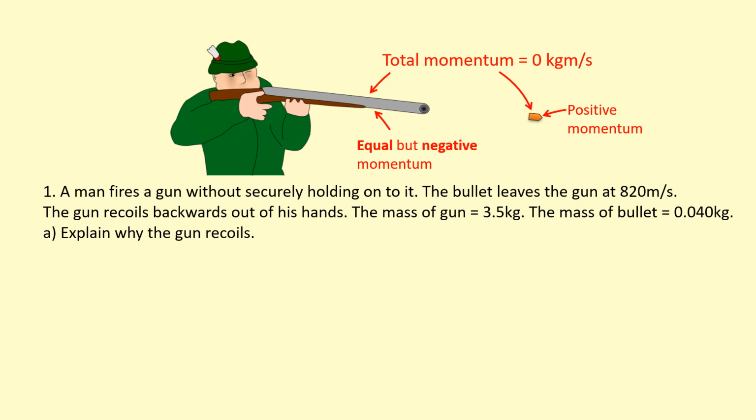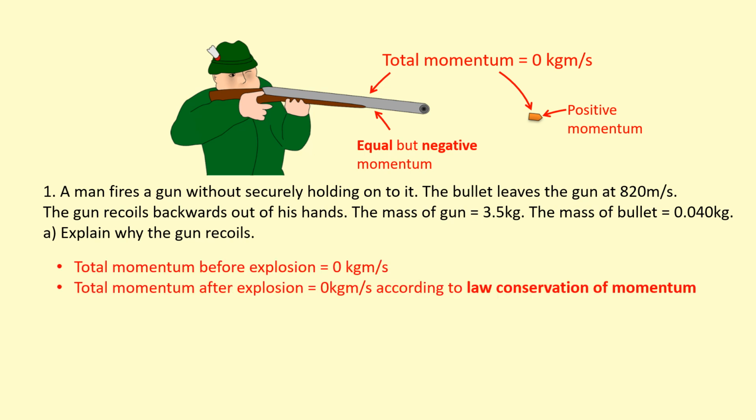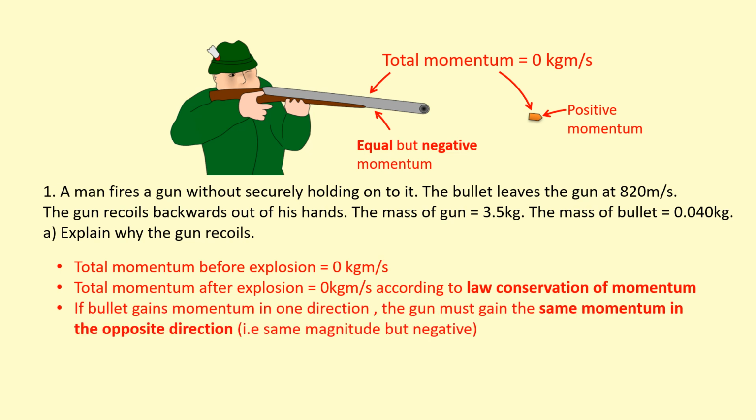to get pushed backwards. So let's summarize this. The total momentum before an explosion is 0. Total momentum after an explosion also needs to add up to 0 according to the law of conservation of momentum. If the bullet is going to gain an amount of momentum towards the right, so let's say a positive momentum, then the gun must gain an equal but negative momentum towards the left. Okay, so that when you add the positive and the negative momentum, it adds up to 0.